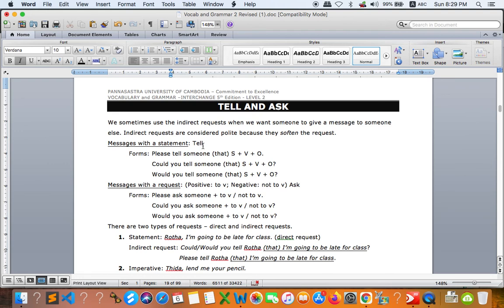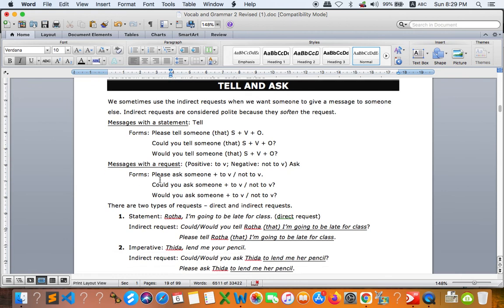All right, so once again, before I leave you, messages with a statement, we use with the verb tell. And please tell, could you tell, would you tell someone, and that is optional, and then subject, verb, and object. The difference between please, could, would is about punctuation right here. This one we use a full stop, and the last two we use a question mark, similar to this one. But if the request is positive, then you have to use "to verb." If it is negative, you have to use "not to verb." And the verb we use is ask.